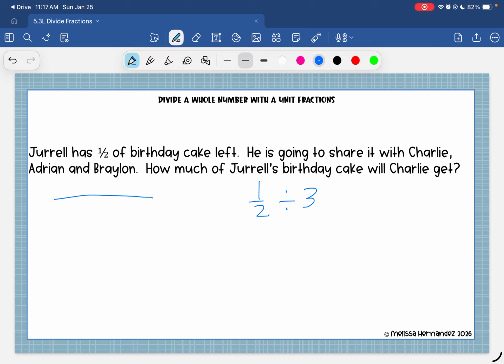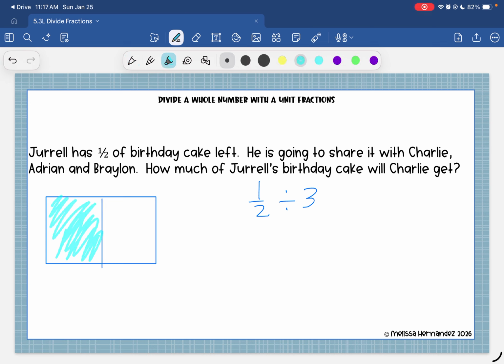Now I'm going to want you to visualize it, so I'll draw a cake or draw a fraction bar, and it'll be half. This is all Jarrell has left. He's going to share it. So what I'm going to do is, if I had a paper, I would ask you to rotate your paper 90 degrees and cut it twice, because that'll give you 3 parts.